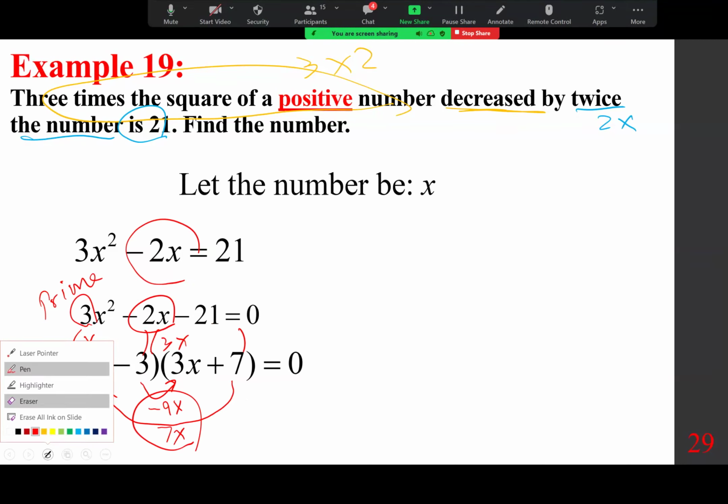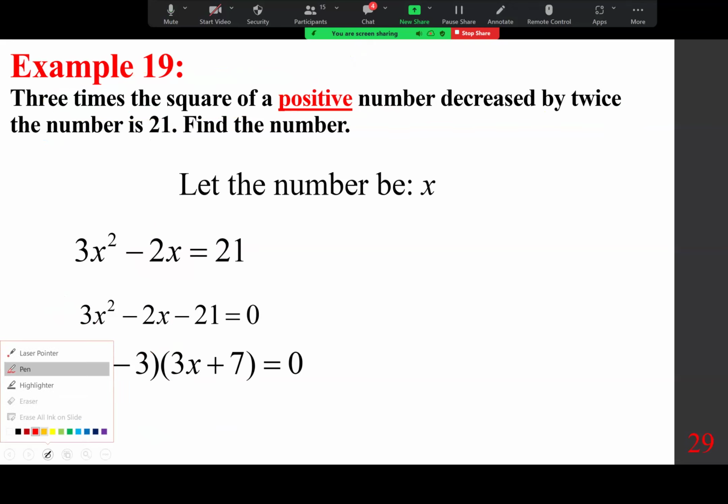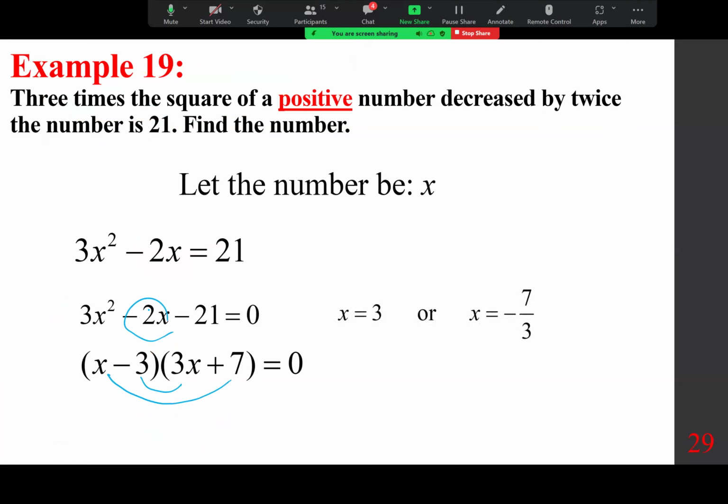So let me actually clean up the mess. When you multiply these two and these two, it must give you this. So there are the two answers. X is either 3 or negative 7/3. When it says positive, obviously, x can only be 3. And you can check it: 3 times x, if you square that, you get 9 times 3 is 27. And then 2 times that is 6. 27 minus 6 is equal to 21. It checks. So you really should be able to check, and it's not that big of a deal.